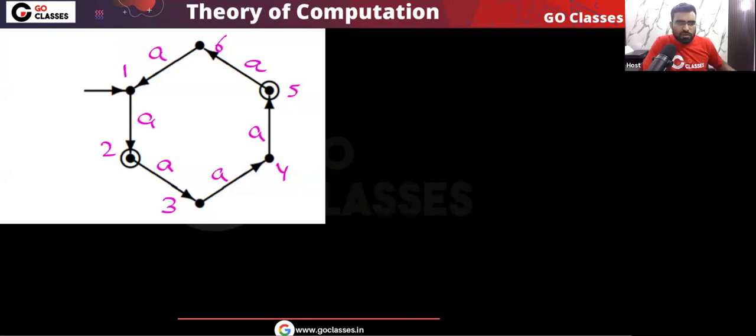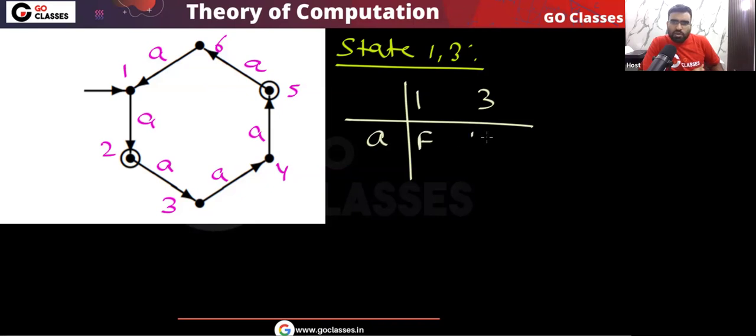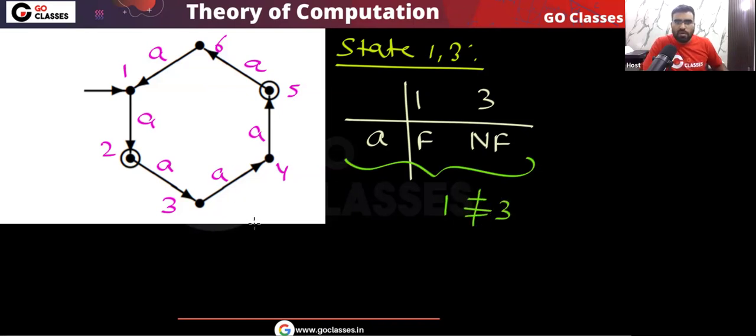What about states 1 and 3? Tell me about states 1 and 3. They are clearly not equivalent. Why? You can easily see that on the string A, 1 is going to final, 3 is going to non-final. So they are not equivalent. Yes or no? So 1 is not equivalent to 3.